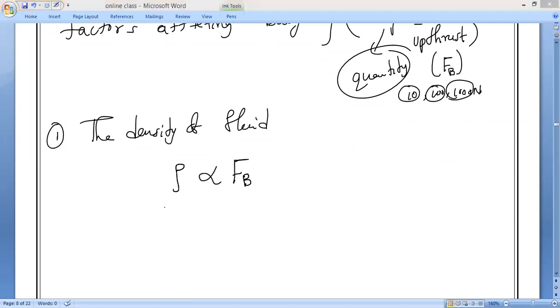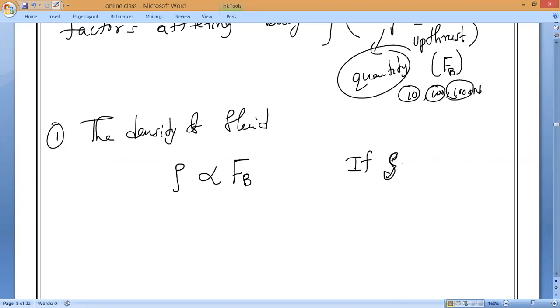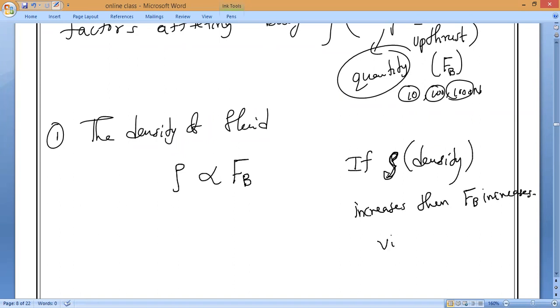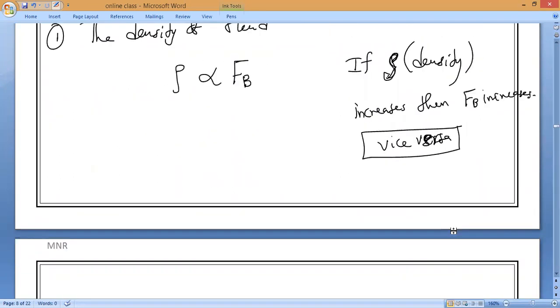Gokul, okay, you're writing. Please write. Buoyancy force: if density, you can write the full form if you don't understand, the symbol is rho, increases, then buoyant force also increases. Vice versa means if it decreases, it also decreases. Is it okay, guys? Yes, sir. Next.